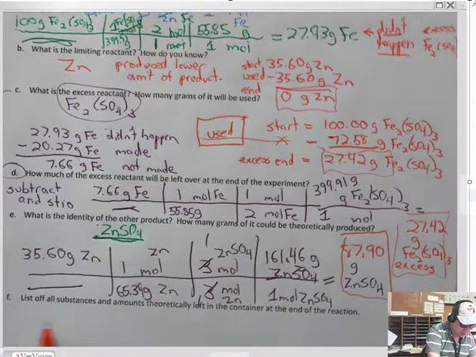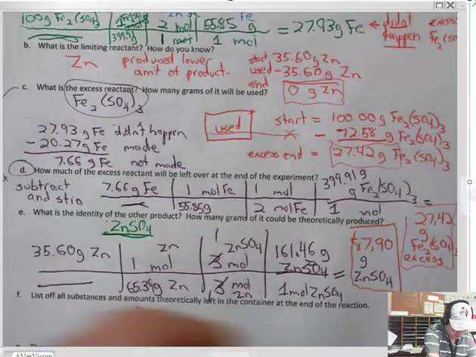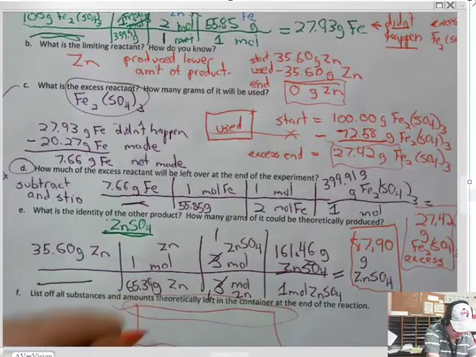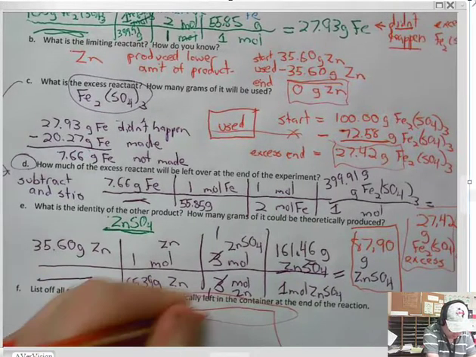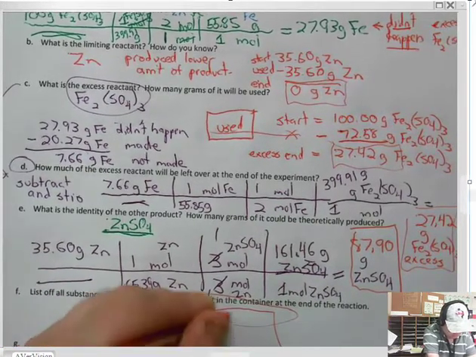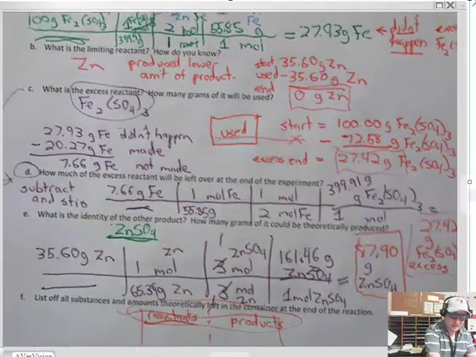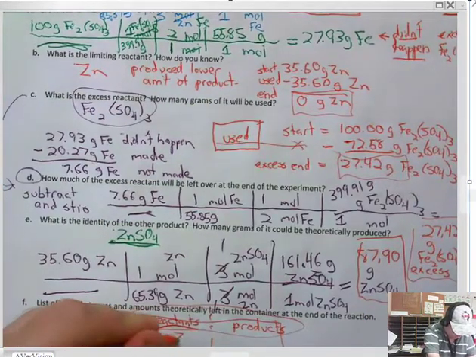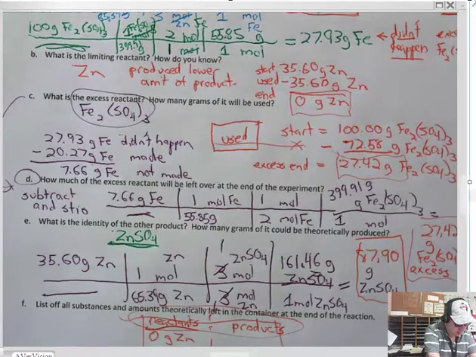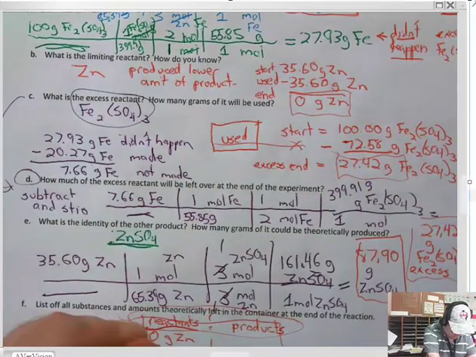List off all the substances and amounts theoretically left in the container at the end of the reaction. So here's our container. That's my beaker. Remember, I have reactants and I have products. So first we'll look at the zinc here. Zinc was the limiting reactant. We ended up with 0 grams of zinc. The excess reactant was the iron sulfate. We ended up with 27.42 grams of iron sulfate.